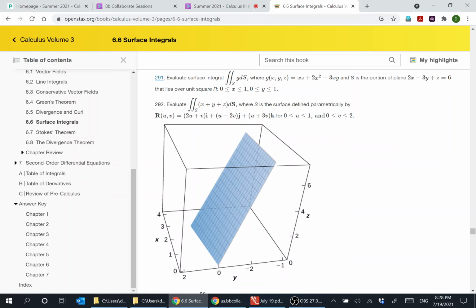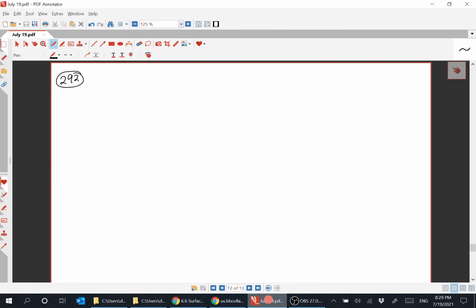Evaluate, so we went from vector back to scalar, but here it's just doing the calculation quickly for a surface that you're given. Evaluate the scalar surface integral of x plus y plus z dS over S, where S is this parametric thing. Because these are linear functions in u and v, it's just a plane, and they're giving you a picture of it right there, for u from 0 to 1 and v from 0 to 2. So just a quick calculation.